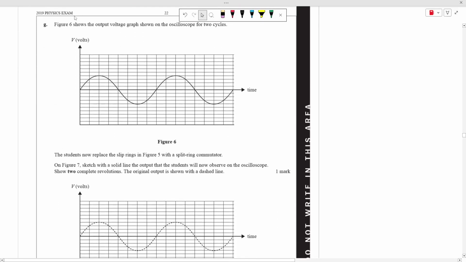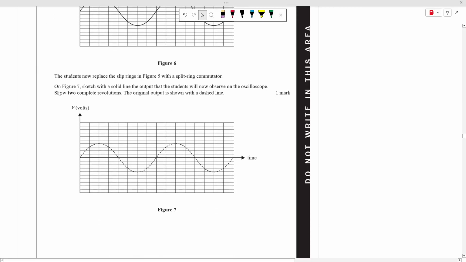Part G. Figure 6 shows the output voltage graph shown on the oscilloscope for 2 cycles. Cool. The students now replace the slip rings with a split ring commutator. On figure 7, sketch with a solid line the output that the students will now observe on the oscilloscope. Show 2 complete revolutions. The original output is shown with a dashed line.